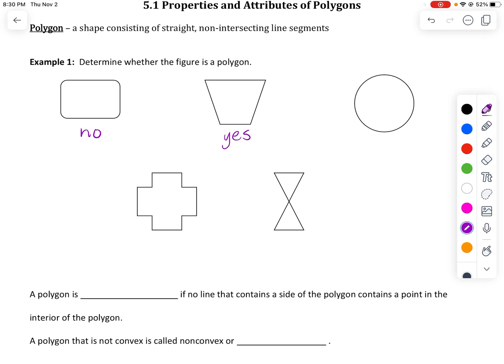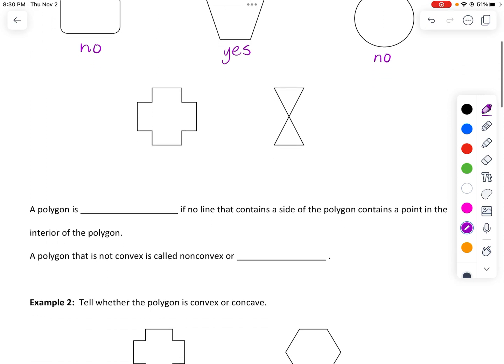A circle is a shape we're all familiar with, but it is not considered a polygon because it does not have straight sides. In the bottom row, the first shape would be considered a polygon because, again, it has straight, non-intersecting sides. And the second one would not be considered a polygon because those sides intersect each other. Anytime two lines cross over each other, and you can see, hopefully, vertical angles in that picture, that would not be considered a polygon. So even though that last figure has straight sides, since they're crossing over each other, it's not a polygon.